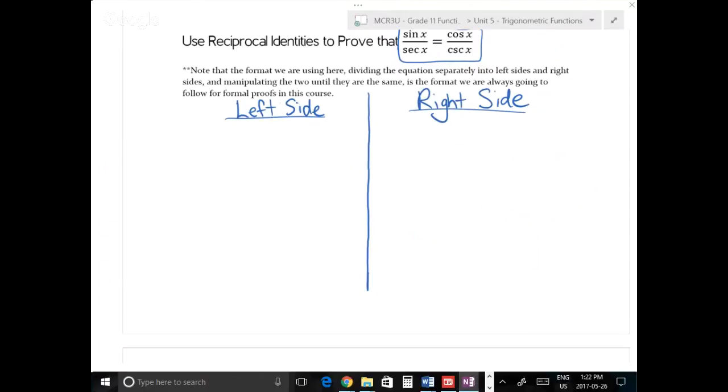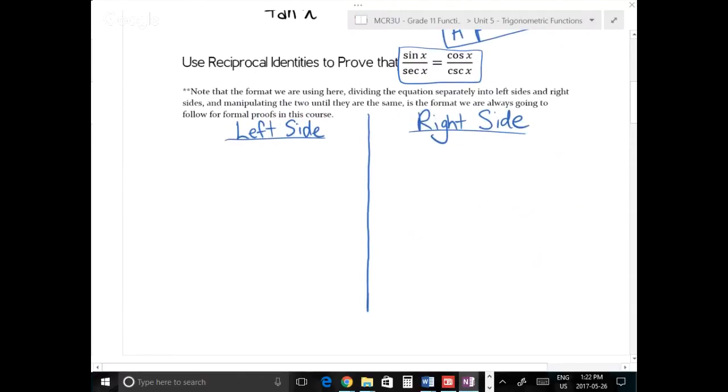And here's how these proofs work. We're going to take this equation, and we're going to break it in half. Over here, we're just going to put sine x over secant x. We're just going to put the left side of the equation. No equal sign, just the left side of the equation. And on the right side, we're going to put cos x over cosecant of x.